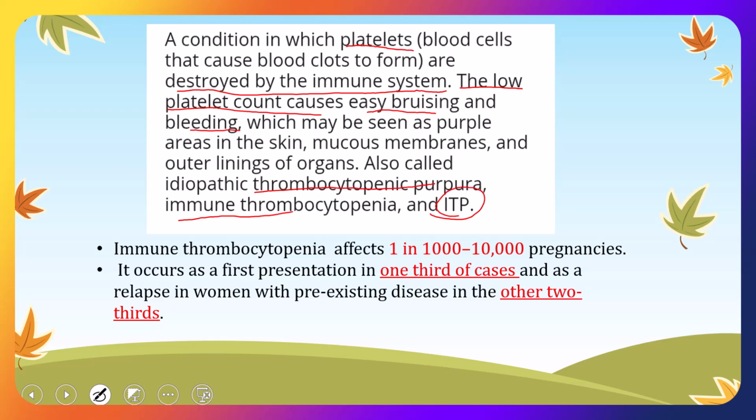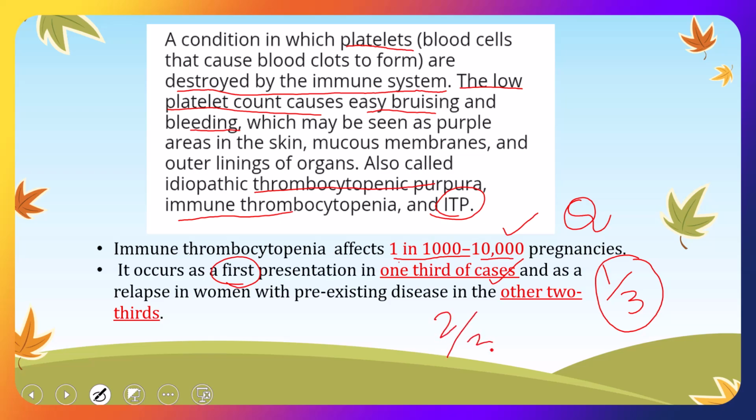Immune thrombocytopenia affects 1 in 1,000 to 10,000 pregnancies. This can be your answer, SBA. It occurs as a first presentation in 1/3 of cases, meaning the patient would present for the first time in 1/3 of cases, and as a relapse in women with pre-existing disease in 2/3 of the cases. So first time presentation would be present in 1/3 of the cases, and in a patient who is known to have ITP, the relapse would occur in 2/3 of cases.